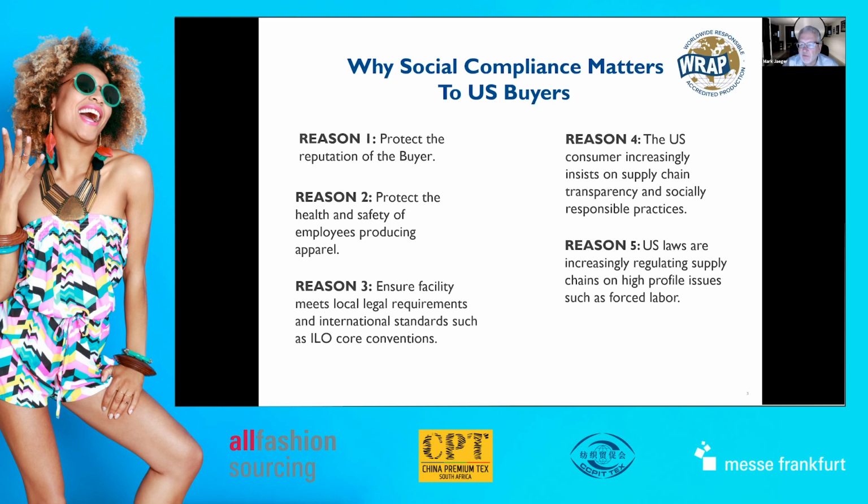Reason four, and Lene referred to this, the U.S. consumer is increasingly insisting on a more transparent supply chain. They're also insisting on socially responsible practices within that supply chain. RAP is a way to demonstrate that you're socially responsible. And reason five, and Beth alluded to this also, U.S. laws are increasingly regulating supply chains on very high profile issues like forced labor. Programs like RAP and other social compliance schemes address things like forced labor. So these are a handful of reasons, and there are others that you should consider achieving and demonstrating social compliance in your production before you begin export or attempting to export to the United States.